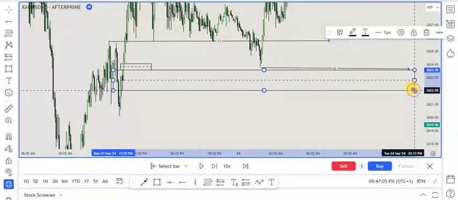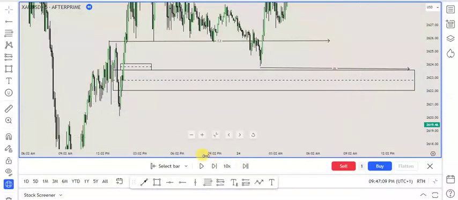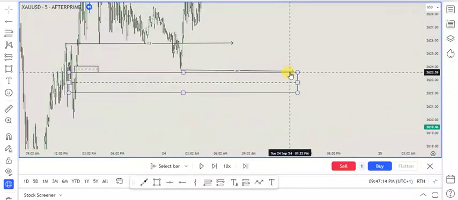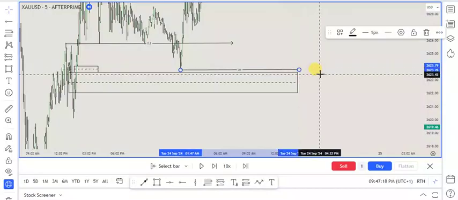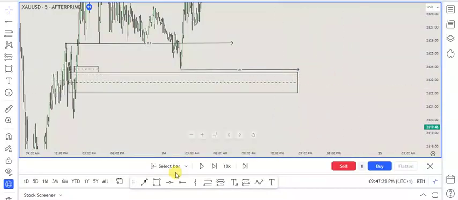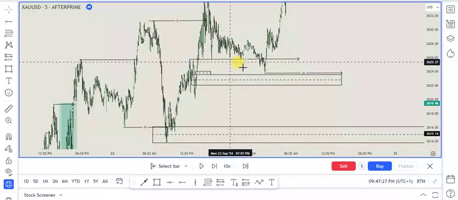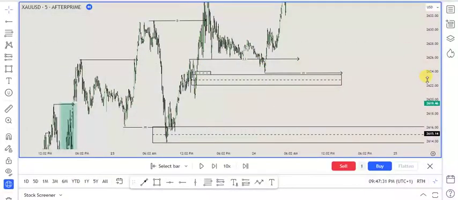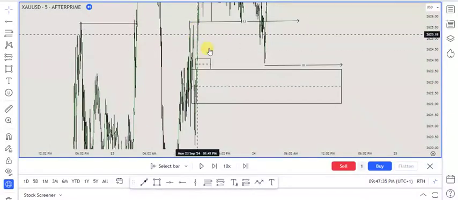See, after this manipulation setup and this flag limit setup, this is all you need to be making cool money from trading. You don't need any other thing, just wait for manipulation or flag limit setup and you're good to go. So when you see this, now you see price came down almost at the fair value gap.